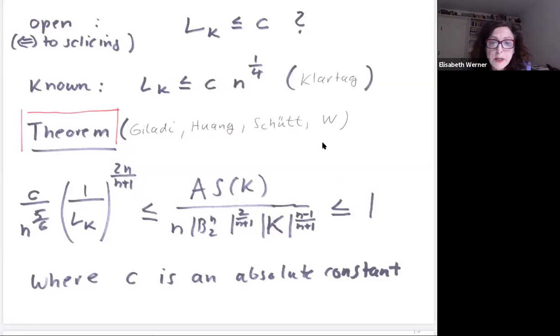present, with Giladi, Han Huang, Carsten Schütt, and myself. So what does it say? Okay, so let's look at what's the quotient that we are looking at here. So it says maximal affine surface area.